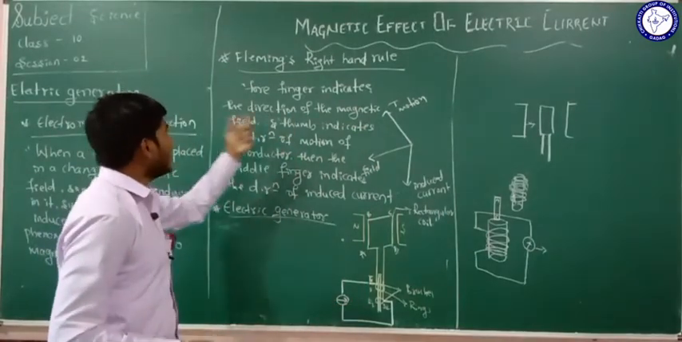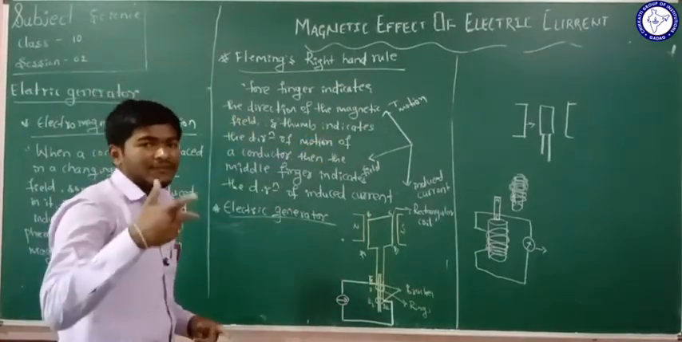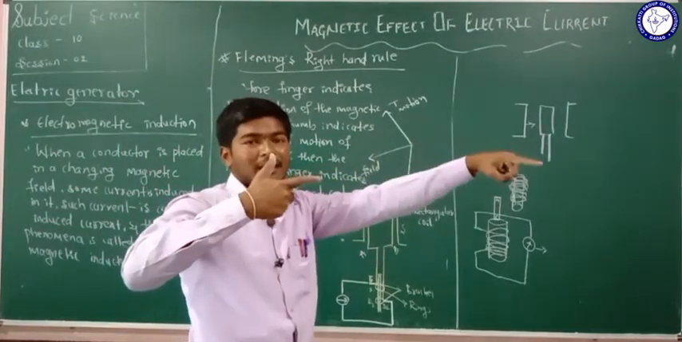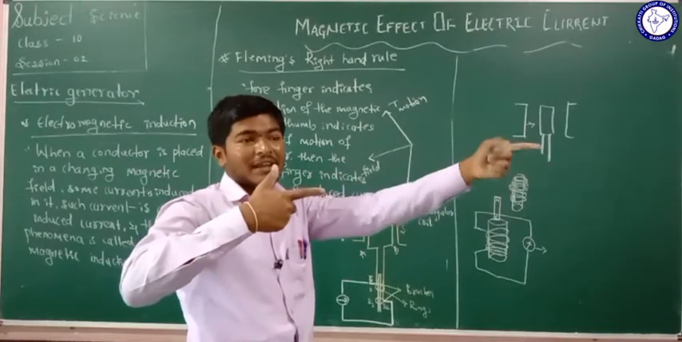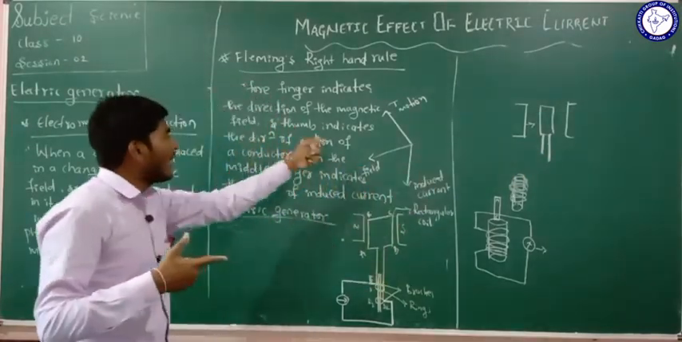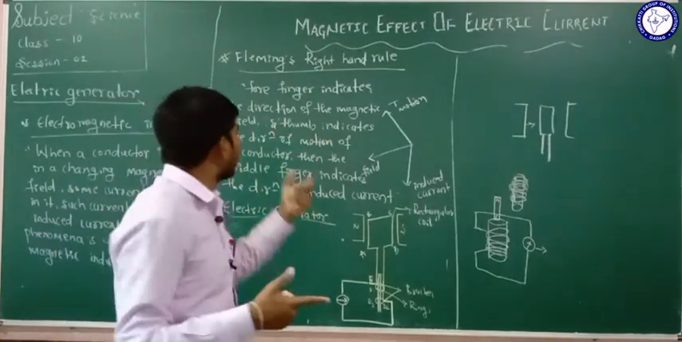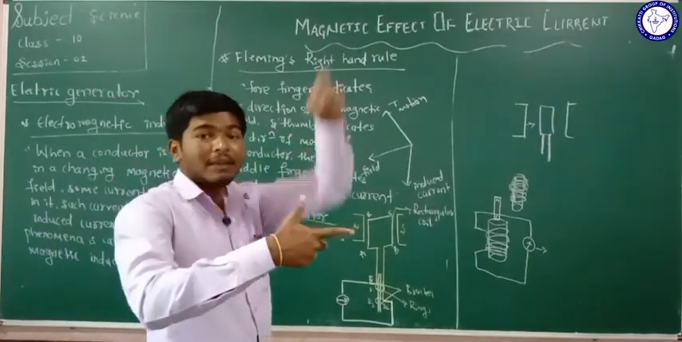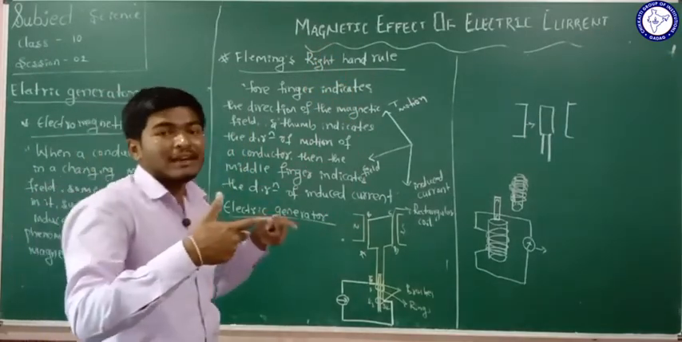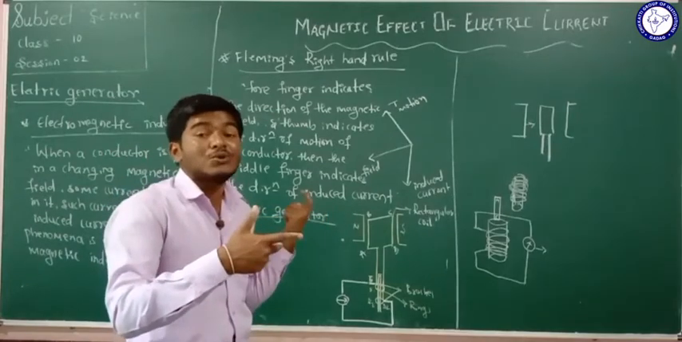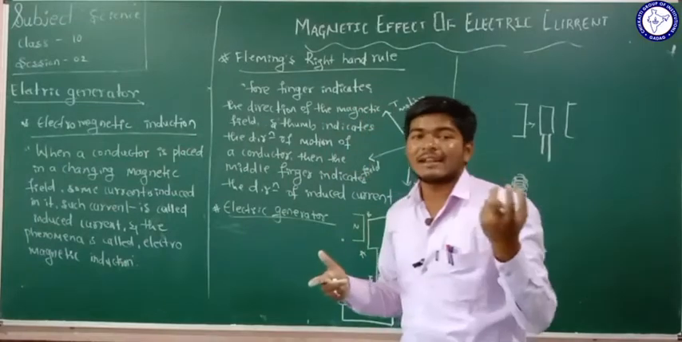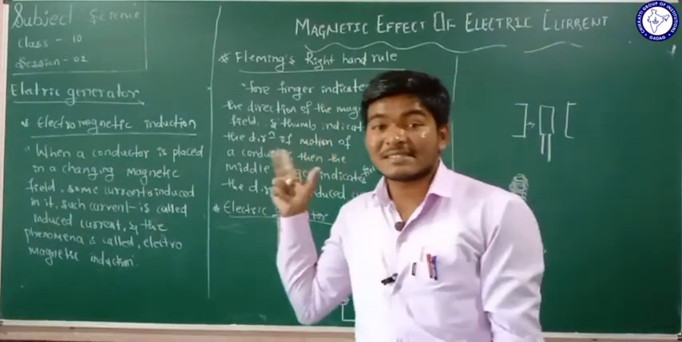So the forefinger indicates the direction of the magnetic field. If the magnetic field is in this direction, the forefinger indicates the direction of the magnetic field, and the thumb indicates the direction of the motion of the conductor, and the forefinger indicates the direction of the induced current. Is it clear?